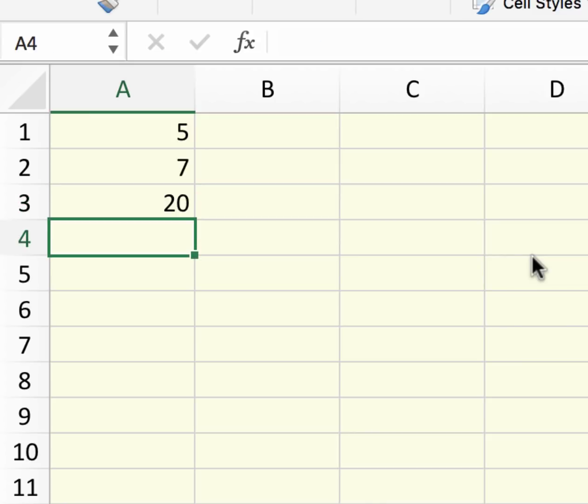For division, you need the slash symbol: equals 20 divided by, or slash, 4. The slash is under the question mark on a computer keyboard. We should get 5, and we do.